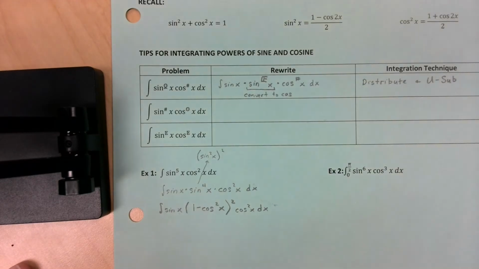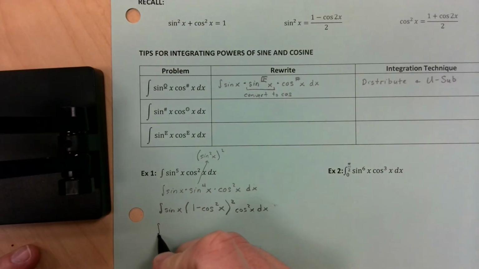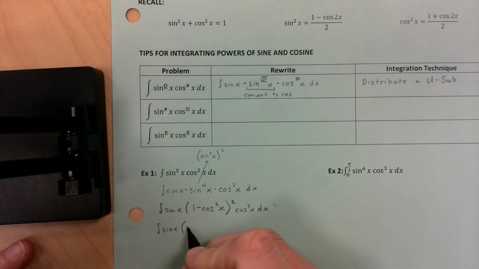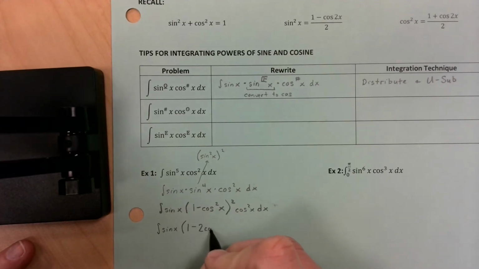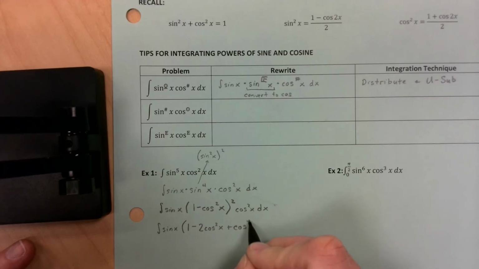Okay, algebra kicks in. We know how to square binomials. Hopefully you are not distributing the squared. That would be math jail. Instead, we're going to multiply out the binomial. So this will turn into 1 minus 2 cosine squared x plus cosine to the fourth x.